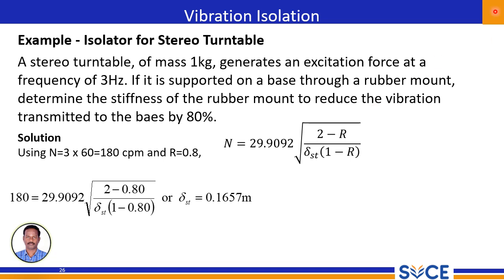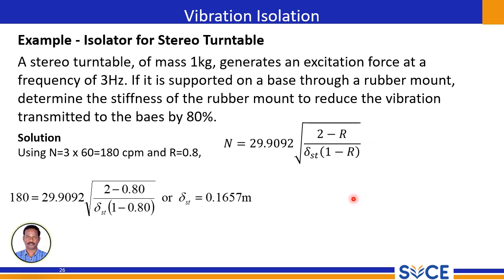So we are given the following information. The mass of the turntable is 1 kg, the excitation frequency is 3 Hz, and the desired vibration reduction is 80%, which means the transmissibility is 0.2. To solve this problem, we need to follow some steps. Calculate the excitation frequency in cycles per minute, that is CPM. Calculate the desired static deflection, that is delta static. Then calculate the stiffness of the rubber mount.